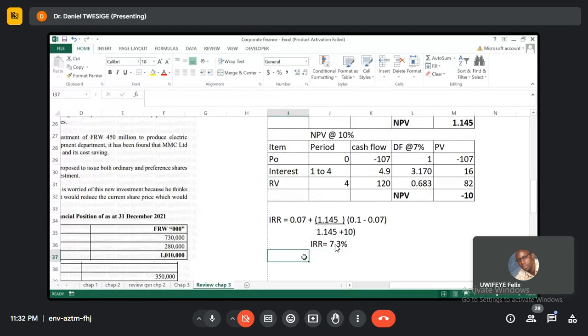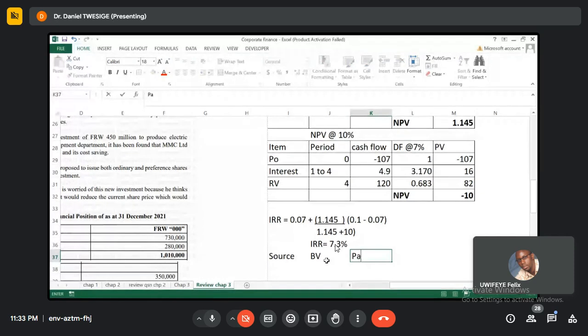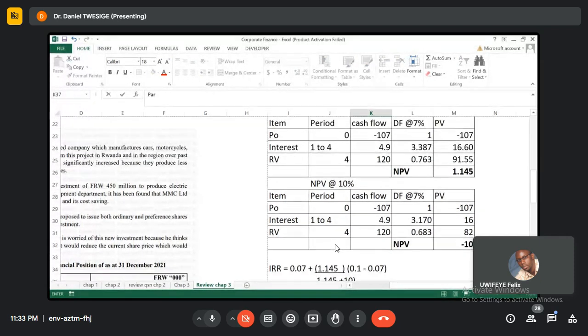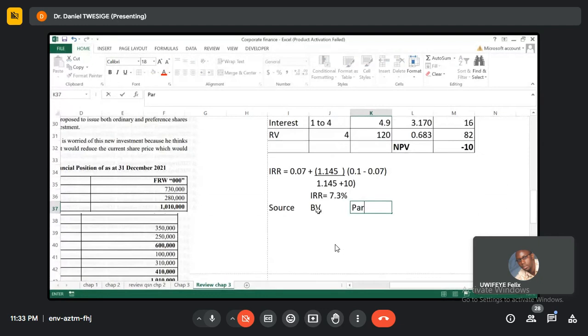So can you now, I think after that you can move on. If you have the source, you have the book value, you have the par value, but do we need to calculate all this? Or the question is very clear. Can we just get the source and the market value?